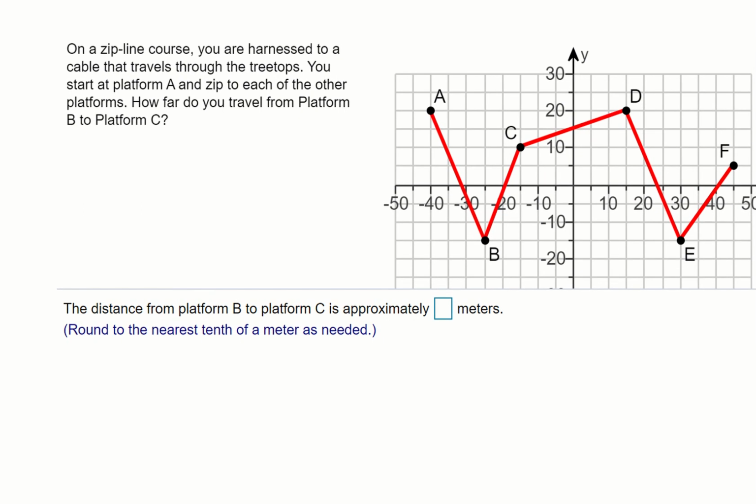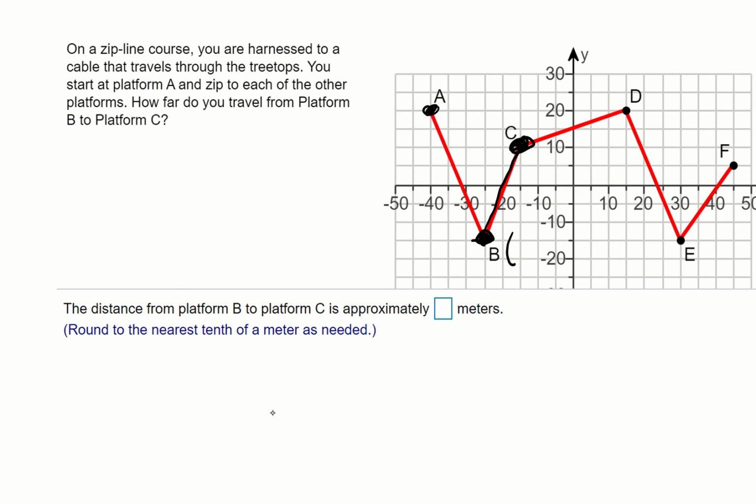All right, so this looks like another distance formula just by looking at it. On a zipline course, you're harnessed to a cable that travels through the treetops. So there's a bunch of cables. You start at platform A, and you zip to each of the other platforms. How far do you travel from platform B to platform C? So we're interested in that part, and all we got to do is figure that's another distance formula.